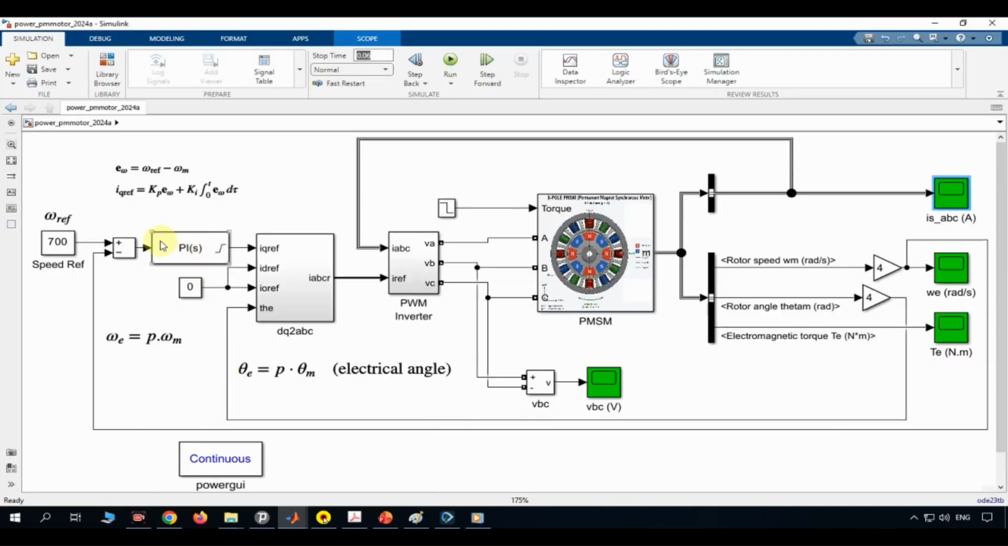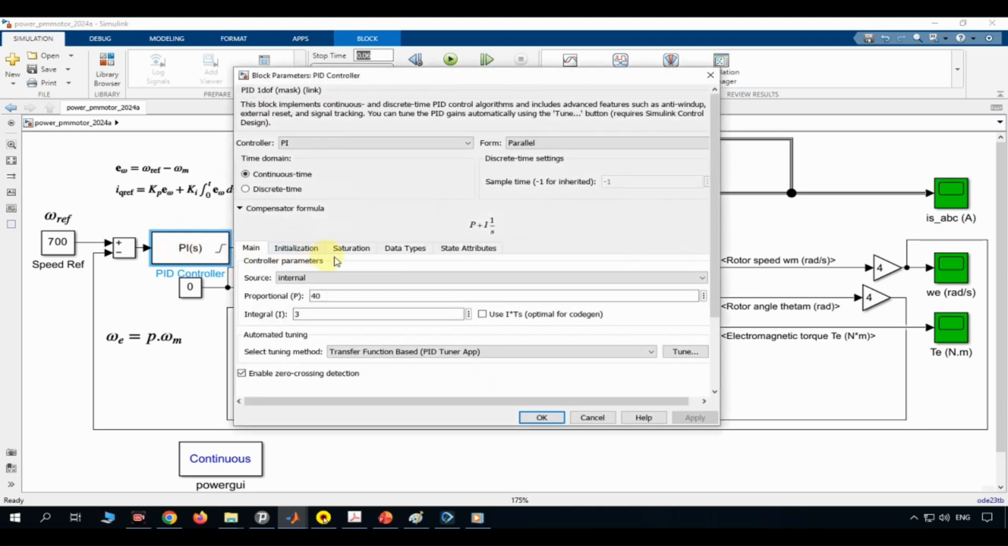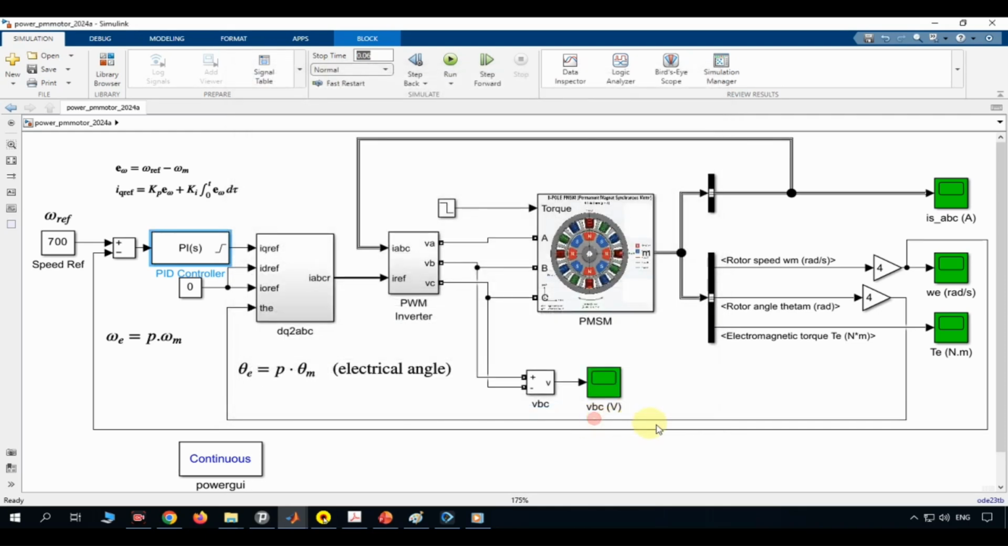So, as a student, I encourage you to run this simulation, then try changing the PI gains. If you make them too aggressive, the current references will saturate and the system will oscillate. If they are too slow, the speed will dip noticeably when the load steps. That is how you learn.